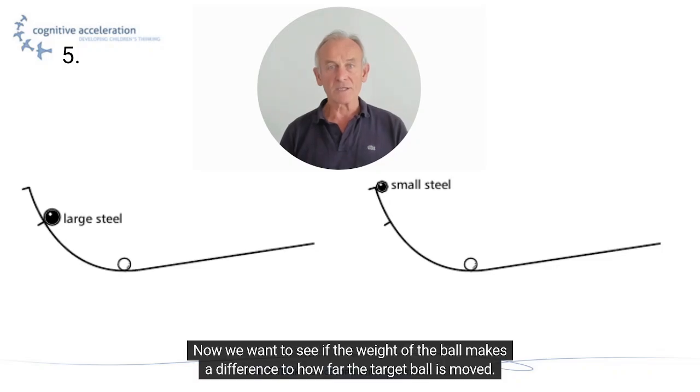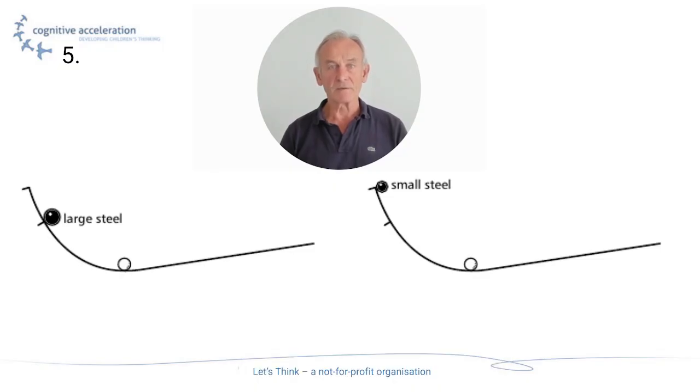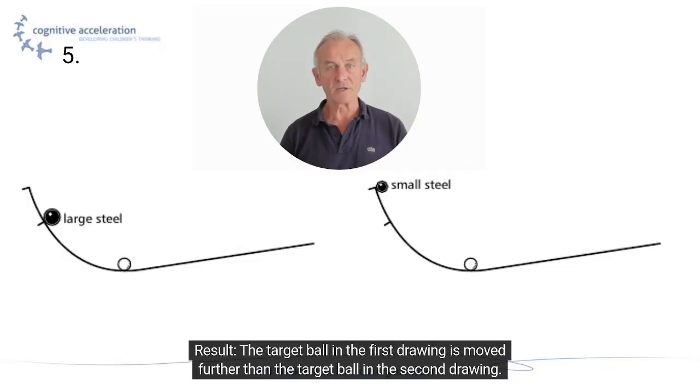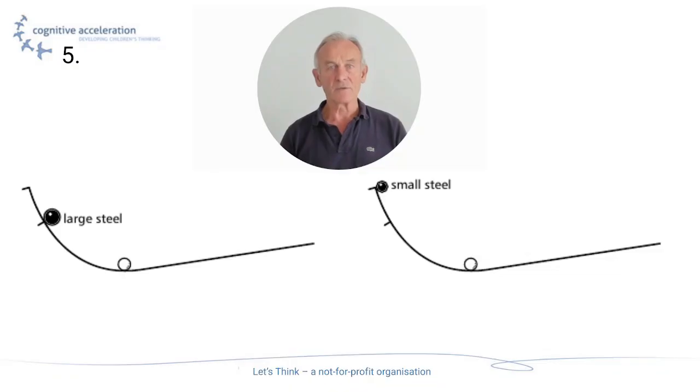Now we want to see if the weight of the ball makes a difference to how far the target ball is moved. Result: the target ball in the first drawing is moved further than the target ball in the second drawing. What does this prove?